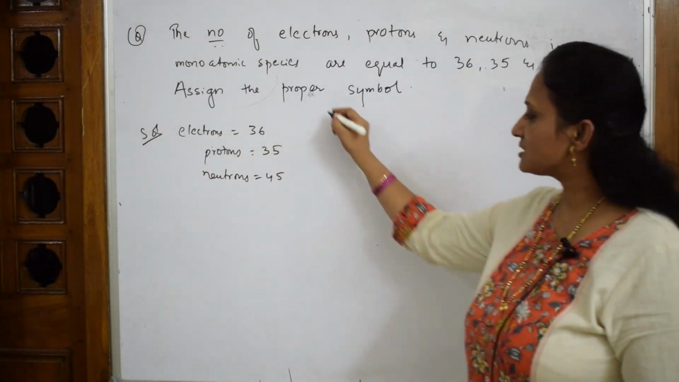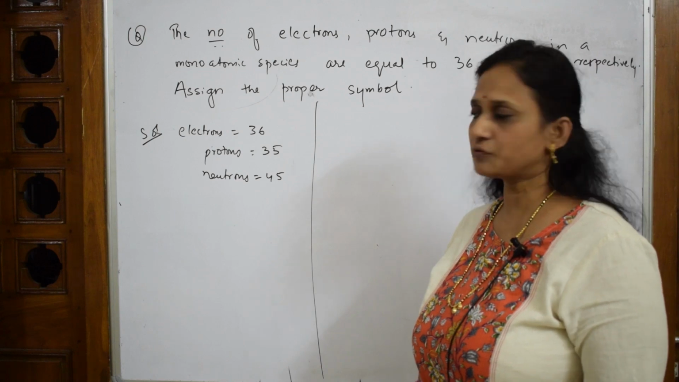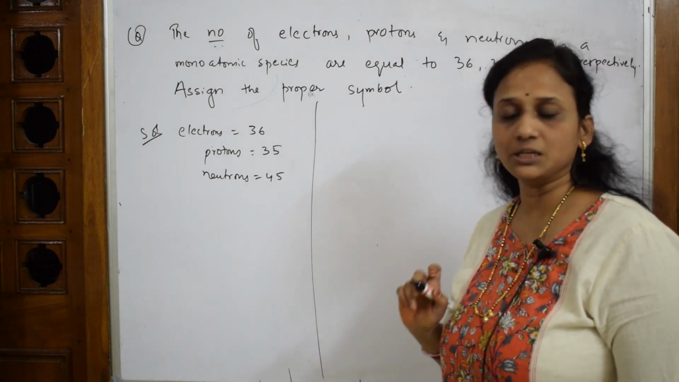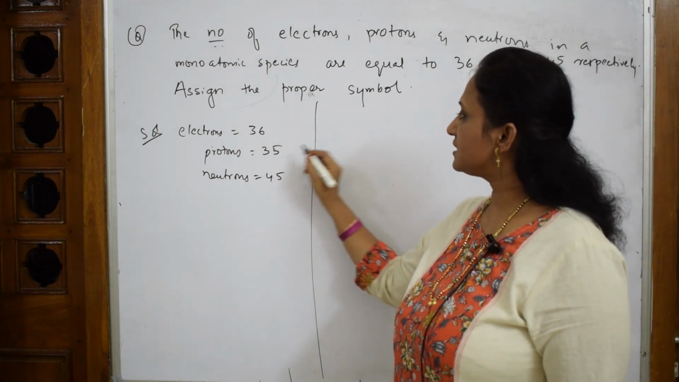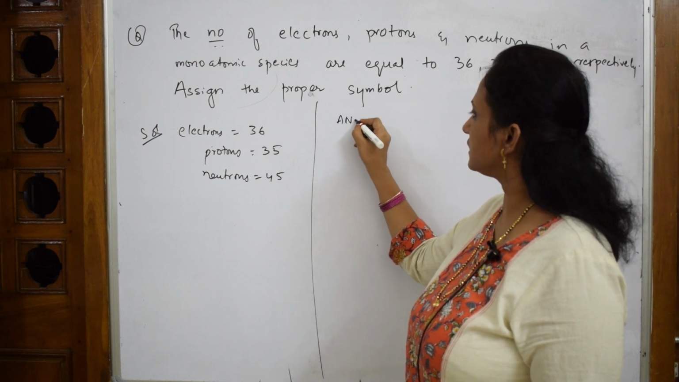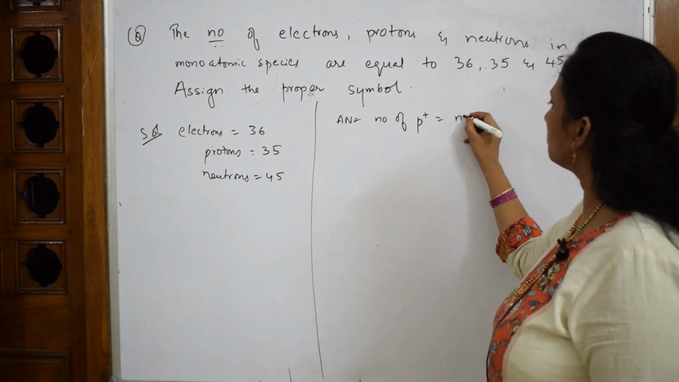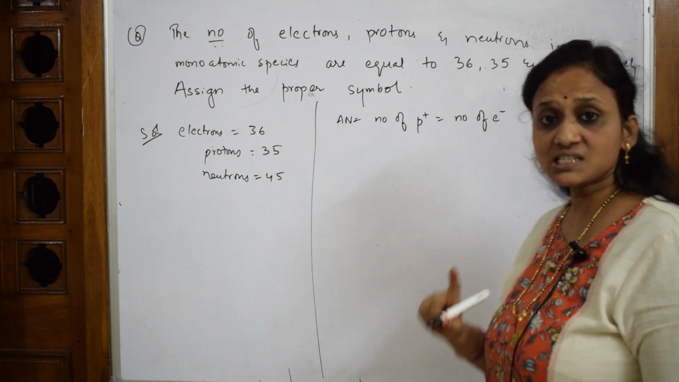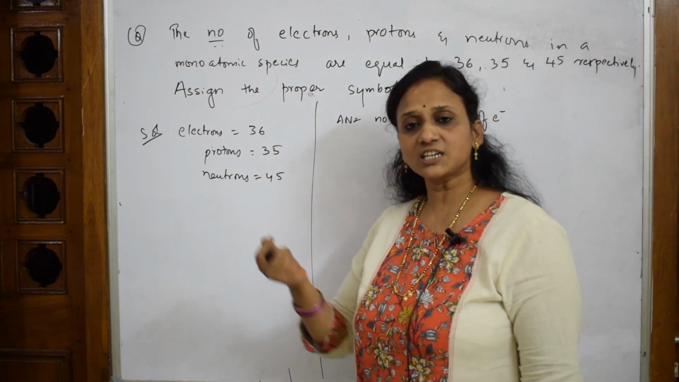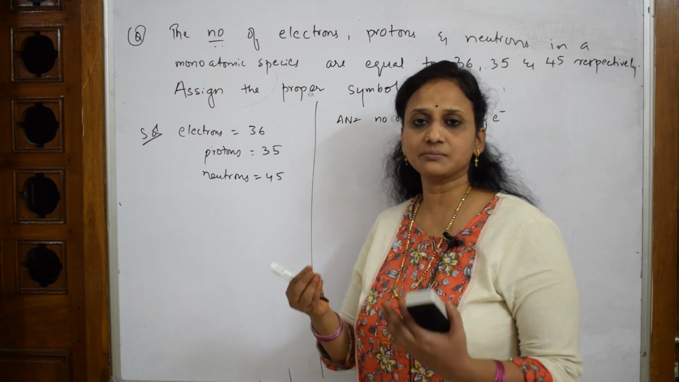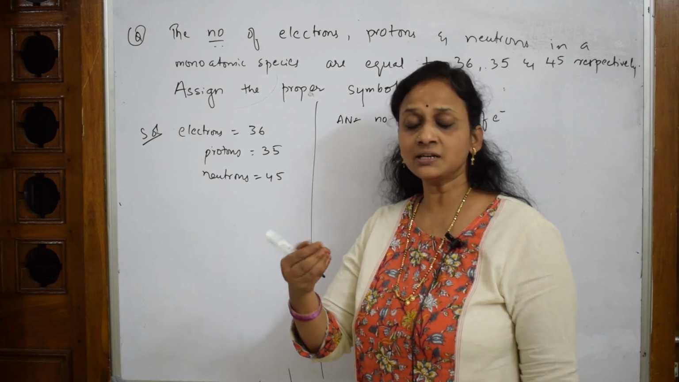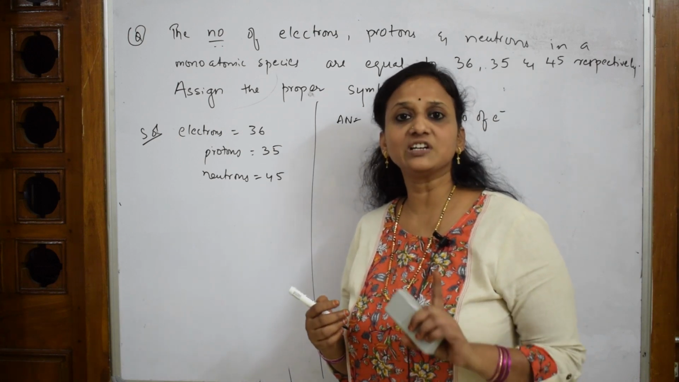Fine. So from this data, what can I write first? First of all, I need to know the symbol of the element. Now see, what did I say? Atomic number is equal to the number of protons, which is equal to the number of electrons. So always remember, electrons keep adding. Whenever you're adding an extra thing, electrons keep increasing, but protons will never change.